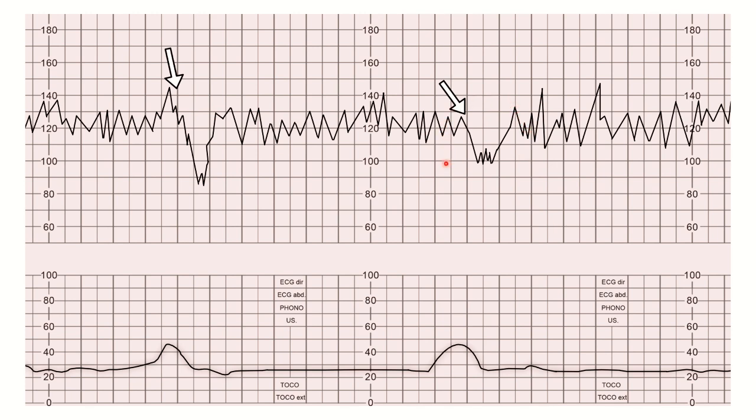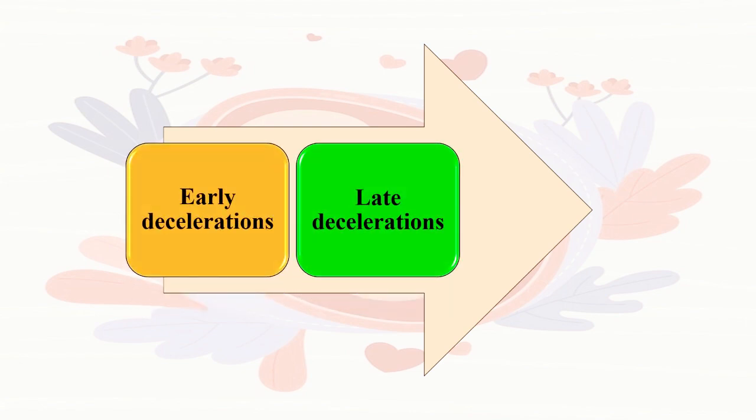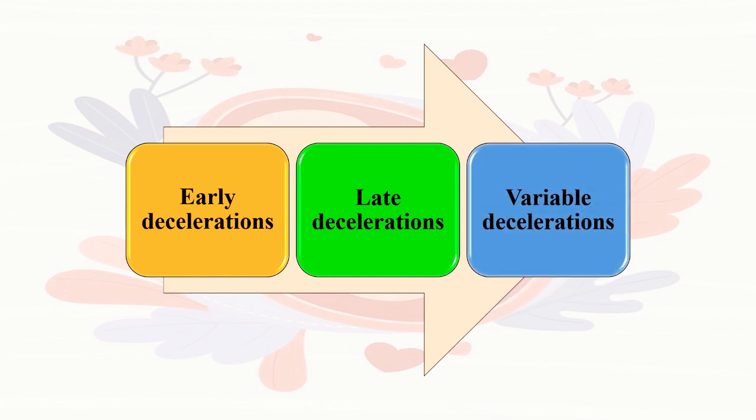One more thing we can notice here, that the decrease in the FHR value is very closely associated with the occurrence of the uterine contraction. That is, whenever there is a uterine contraction, we can see that there is a fall in the FHR value. Based on when the decrease in FHR value or deceleration is occurring in comparison to the occurrence of the uterine contraction, deceleration is of three types. First one is the early deceleration, next is the late deceleration, and lastly is the variable deceleration, which we will discuss one by one.